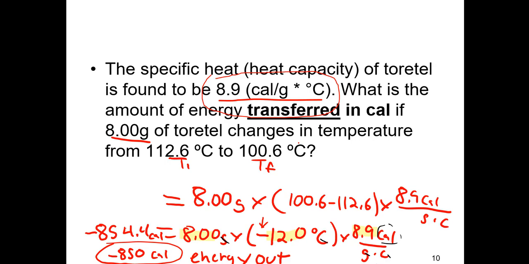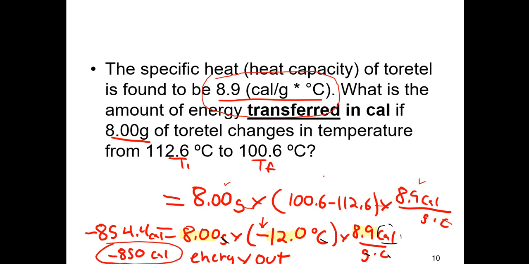So you have to do the temperature final minus temperature initial. You then have to go ahead and plug that in, put in the grams, and then put in the specific heat. You know you've done it correctly if everything cross cancels, leaving the desired energy value. So in this case, it's going to be in calories.